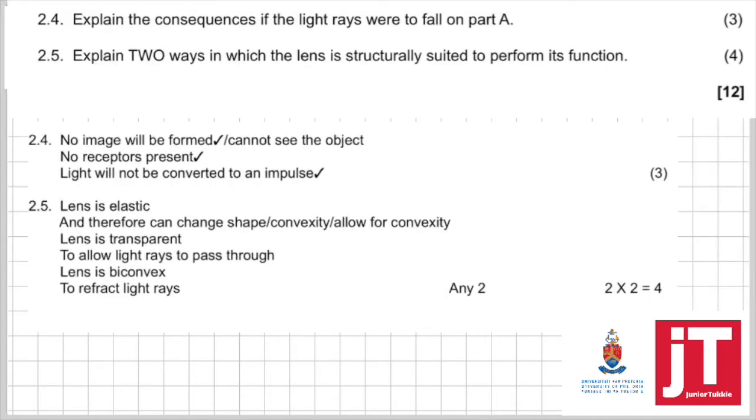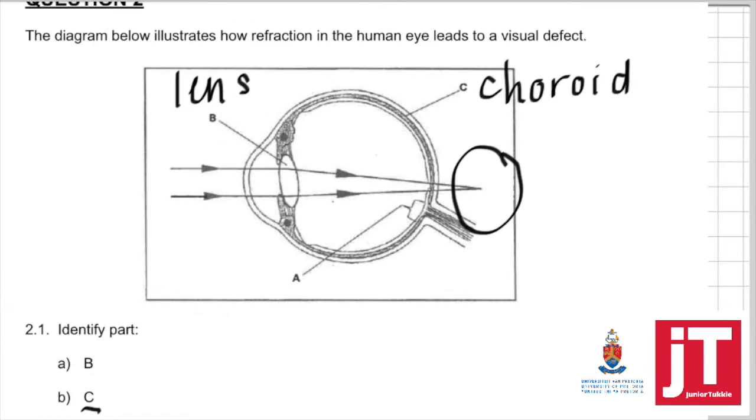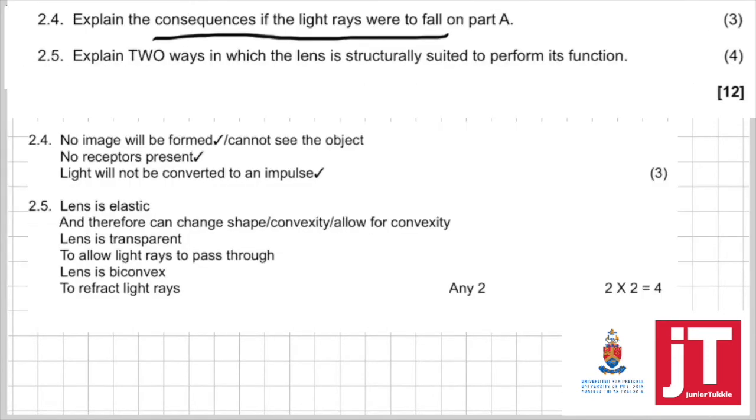Right, question 2.4. Explain the consequences if the light rays were to fall on part A. Now, part A, if you look, is the blind spot. So, what happens if the image falls on the blind spot? Now, we know that the blind spot has no rods and no cones. Those are the receptors. So the whole image will actually form and light will not be converted into an impulse.